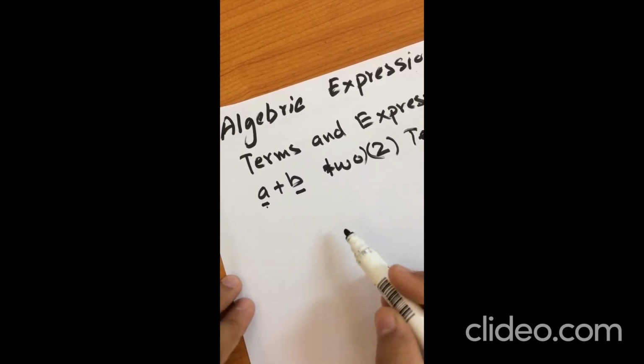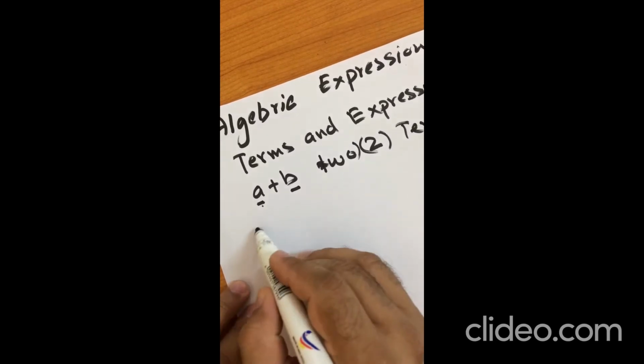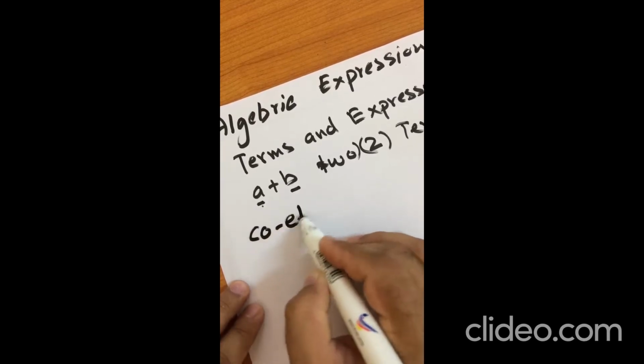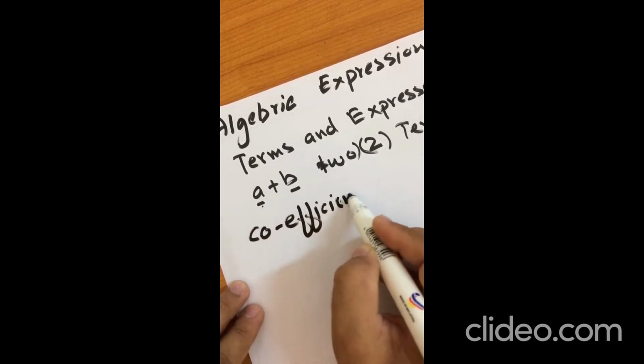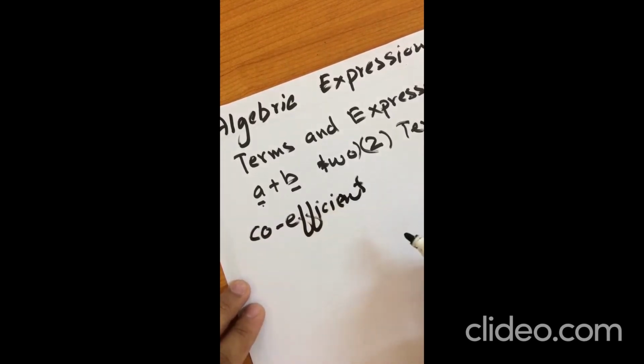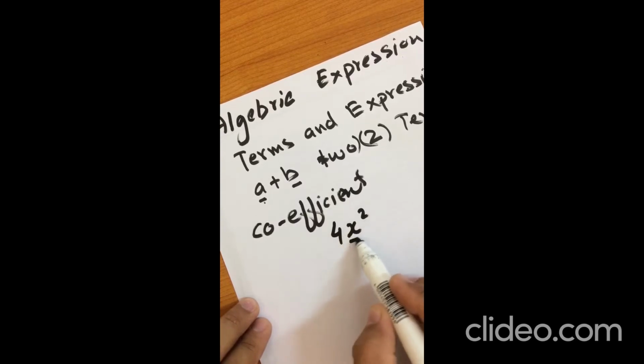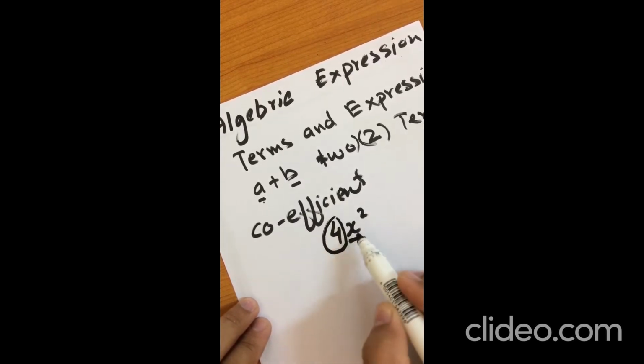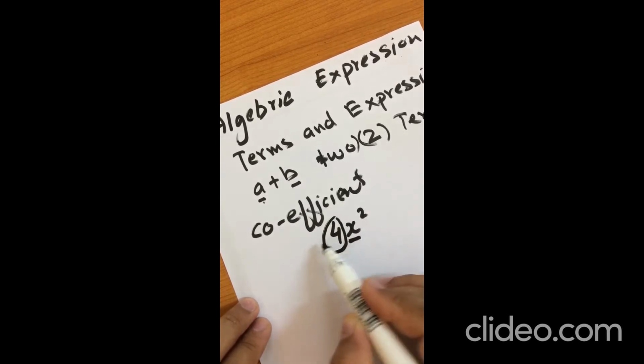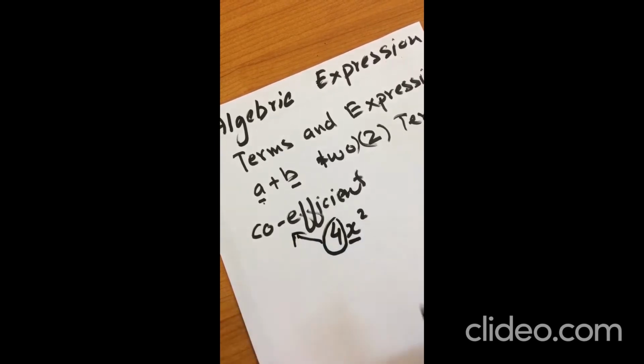One more thing I would like to add in this one, what is coefficient? Coefficient is actually the constant with the variable. Suppose 4x square. Here x square is a variable, 4 is a constant. So the constant for x square is the coefficient. Now I'll just go to the next exercise.